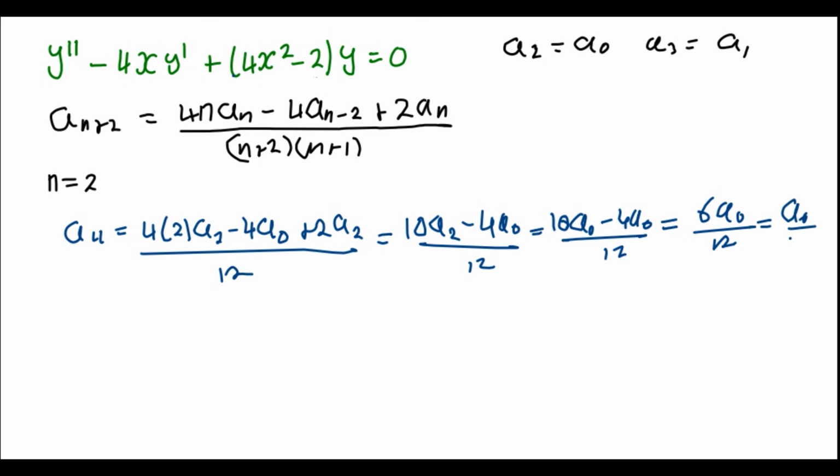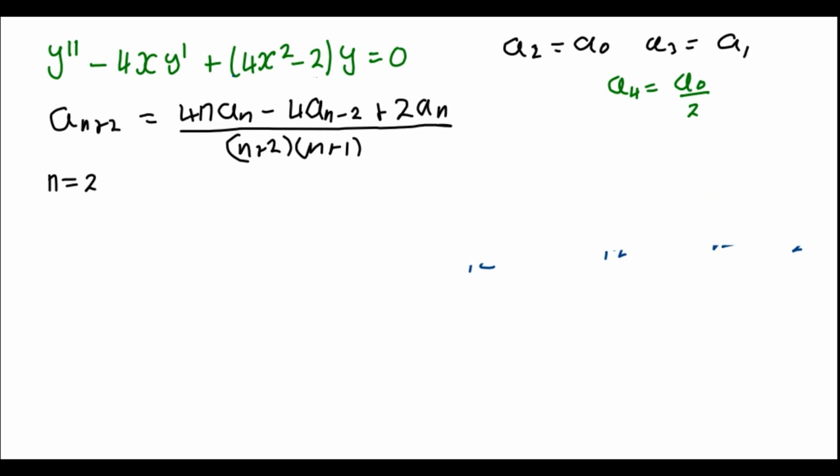Okay, so one thing that I've observed, which I'll just write up here, is that my a sub 4 is equal to a sub 0 divided by 2. That's what I've gotten. Let me now try to evaluate for the other n. I'll just be scaling up.